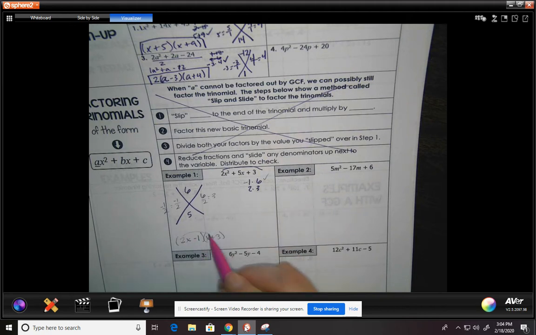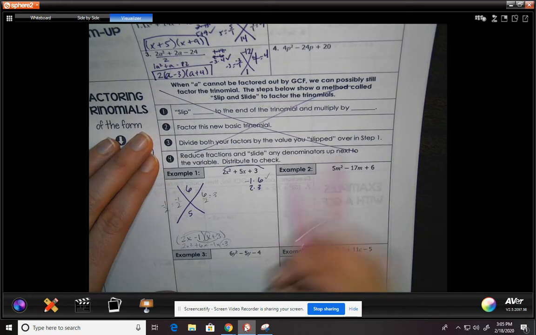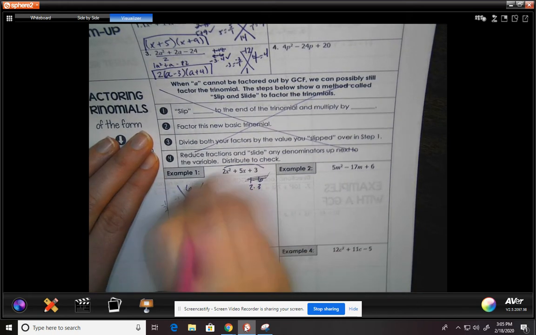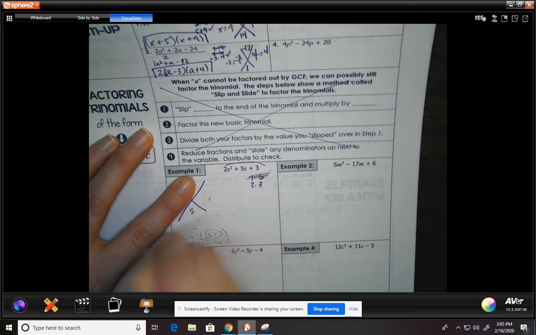Now, if I multiply these, this gives me 2x squared. This gives me 6x. This gives me negative 1x. And this gives me negative 3. So I can already pause and stop and look. I should not be getting a negative 3. So I do not want to use that one. So I'm going to erase what I did.